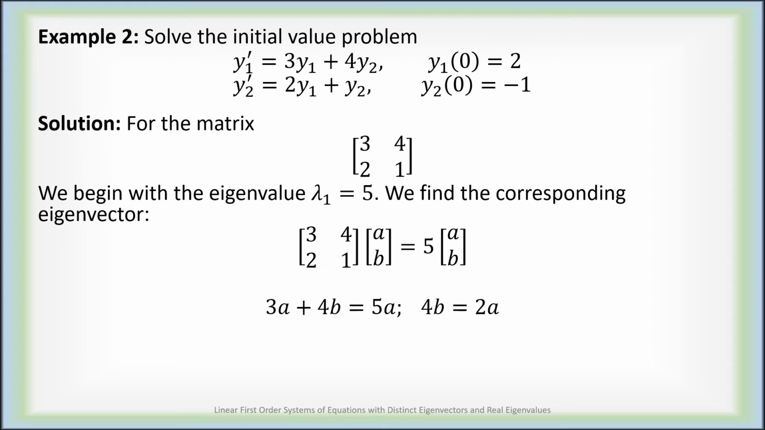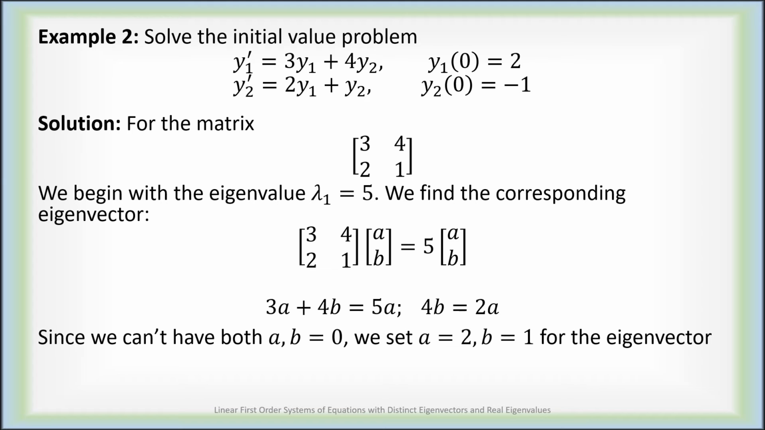So for example, the first row, 3a plus 4b equals 5a. Now subtracting the 3a to the other side gives us 4b must equal 2a. We can't have them both be 0. So if we go ahead and set a equals 2 and b equals 1, that is a possible solution. That gives us the eigenvector (2, 1) with corresponding eigenvalue 5.